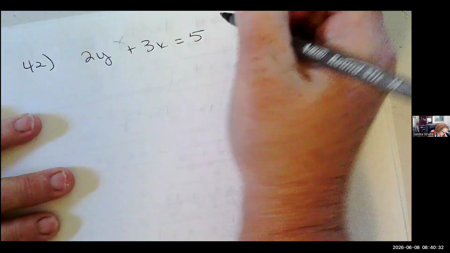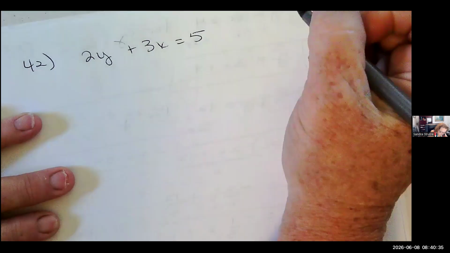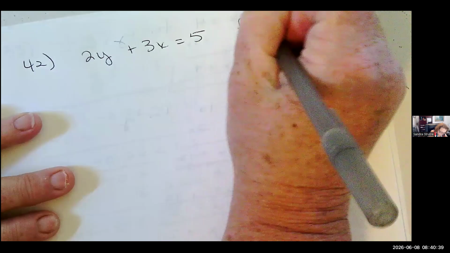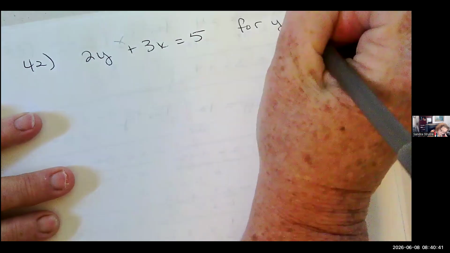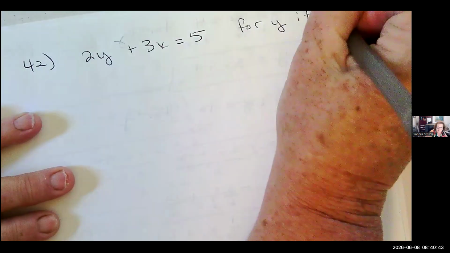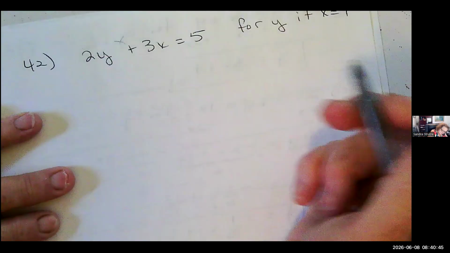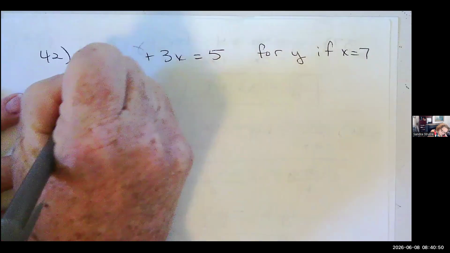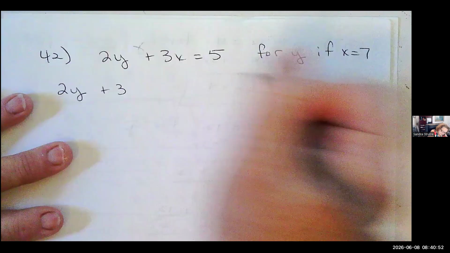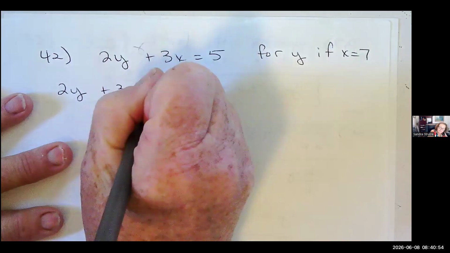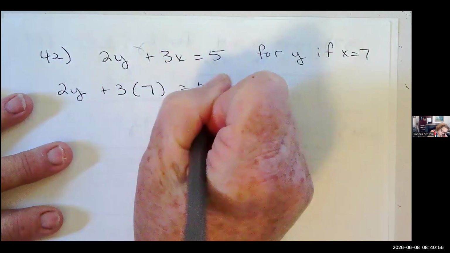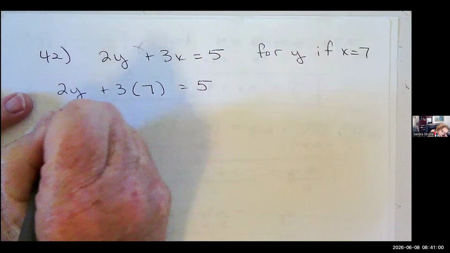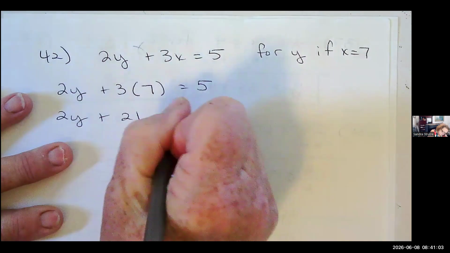2y plus 3x equals 5, and you're going to solve for y if x is 7. So I can just go ahead and substitute 7 for x, because that's all we're doing here. So 2y plus 3, where the x is, I'm just going to substitute 7, and then finish this out solving for y. 7 times 3 is 21. Subtract 21 from both sides.